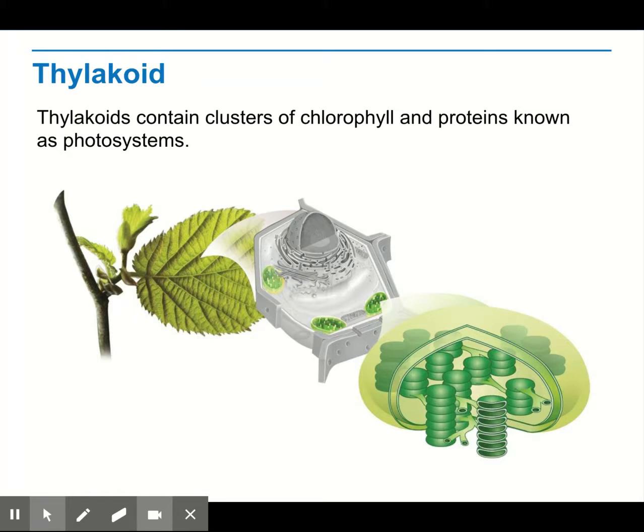So again, notice how we are zooming in. We have the leaf of a plant. Inside of the plant leaves, we have many different cells. These cells contain organelles that we call chloroplasts. So this whole thing here is the chloroplast. Inside of the chloroplast, there is a fluid-like substance called the stroma, and then these structures that we call thylakoids.